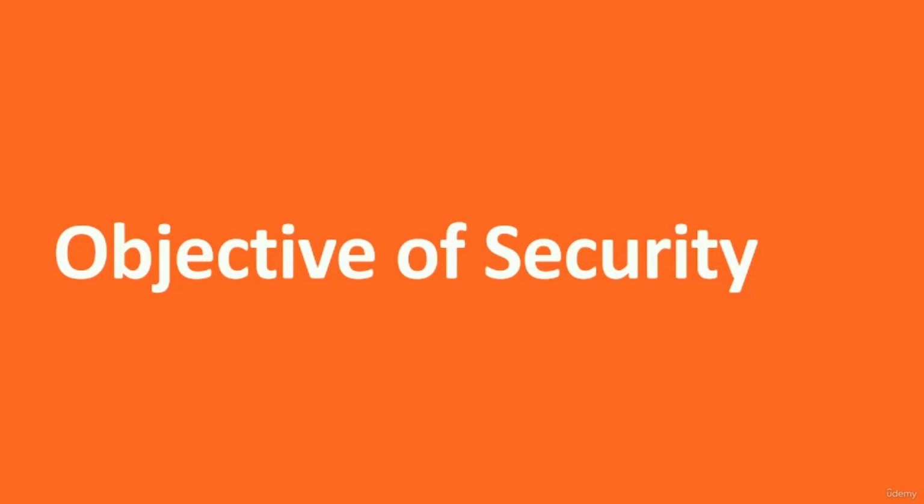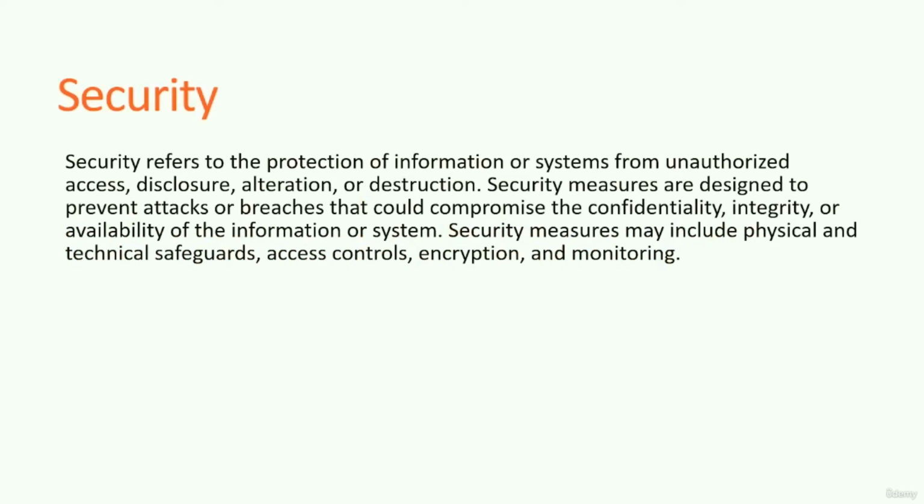In this section, we will start discussing some of the key security principles, and we will start first by defining the objective of security. So basically, when we ask anyone to define what security is, security refers to protection from different threats, including unauthorized access, disclosure, alteration, or destruction.